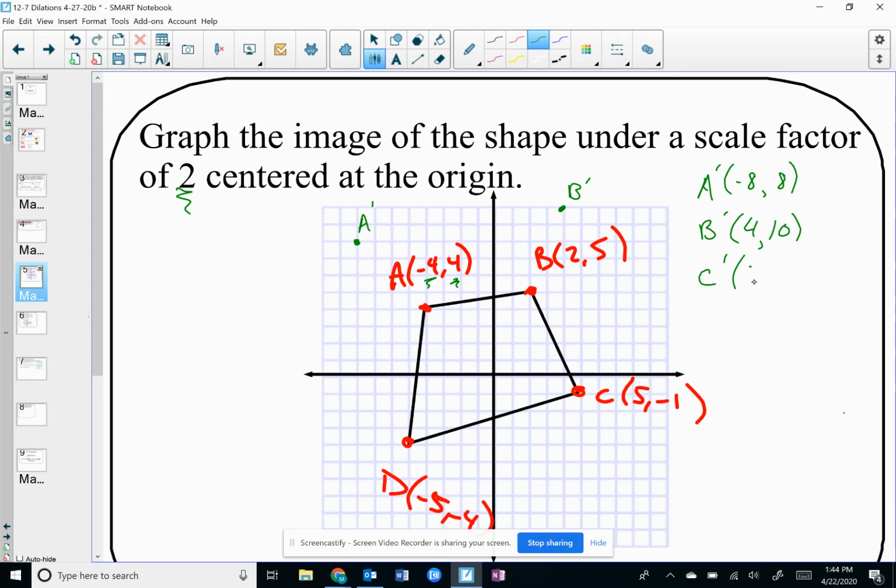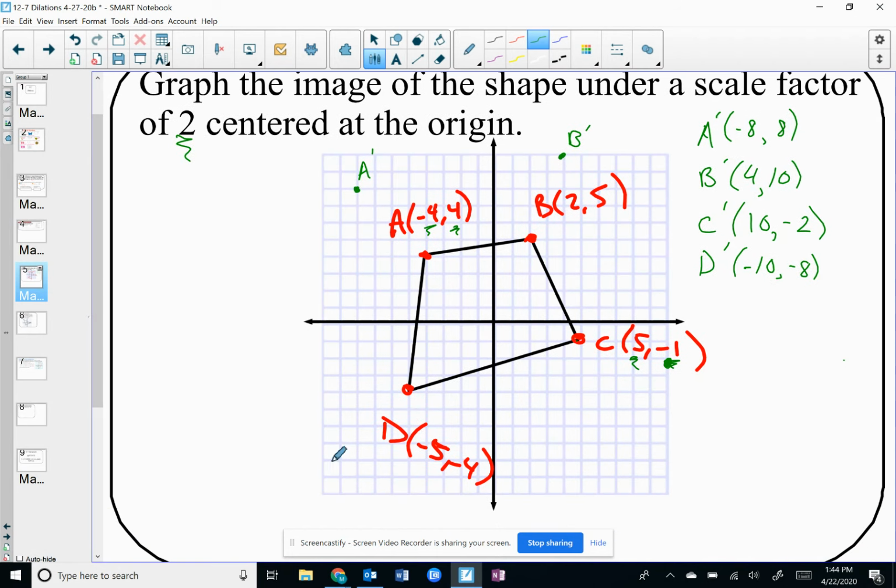C prime would be 10, -2. 5 times 2 is 10. -1 times 2 is -2. So 10, -2. And then D prime would be -10, -8. So this was C prime over here, and D prime is way over here.